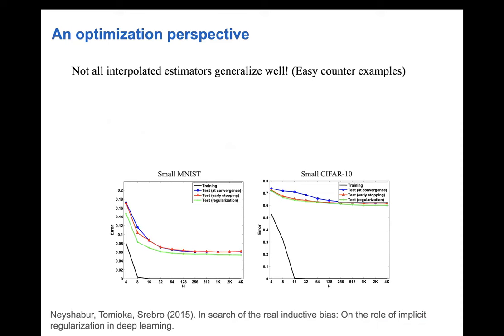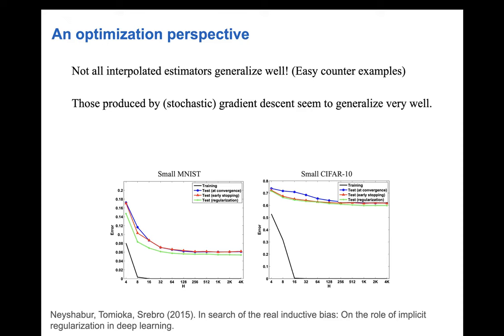Okay, so if we want to explain these things, there's a conjecture back to 2015 from the optimization perspective. Apparently not all interpolated estimators generalize, because in the overparameterized regime, all estimators are interpolated estimators, which means all estimators perfectly fit the training data. But you can construct easy counterexamples where some interpolated estimators cannot generalize well.